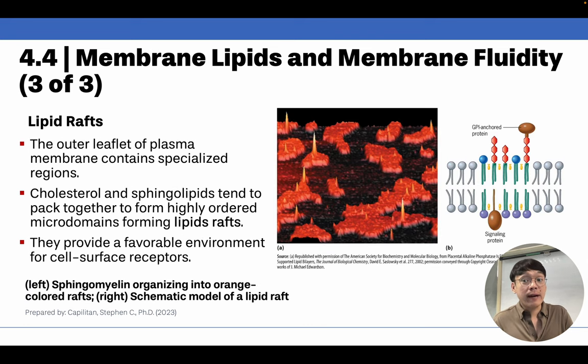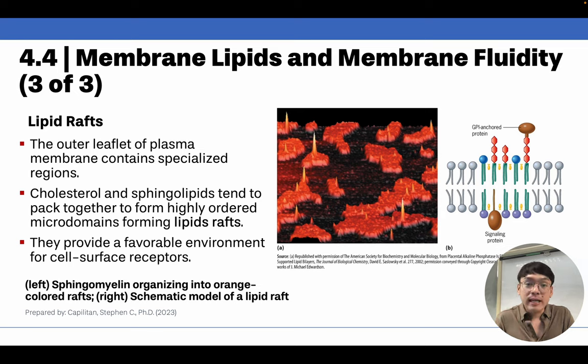Now we have lipid rafts. You will see in this photo an image of the upper surface of an artificial lipid bilayer containing phosphatidylcholine. They appear as a black background, and the sphingomyelin molecules in red. They organize themselves spontaneously into these orange colored rafts. The yellow peaks you'll see here show the positions of a GPI anchored protein, which is almost exclusively raft associated. So they are associated with lipid rafts.